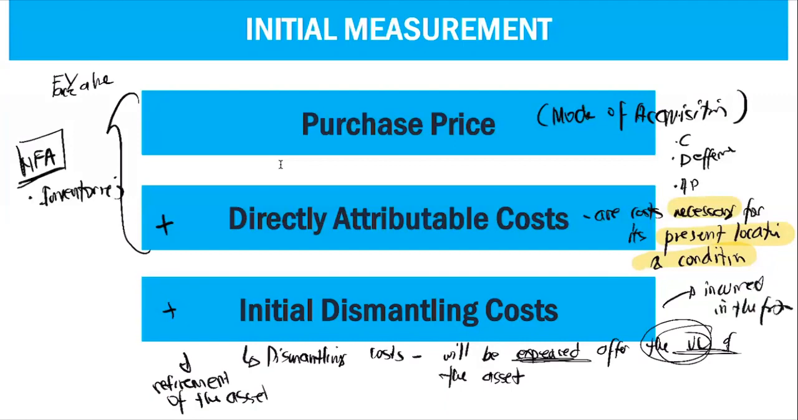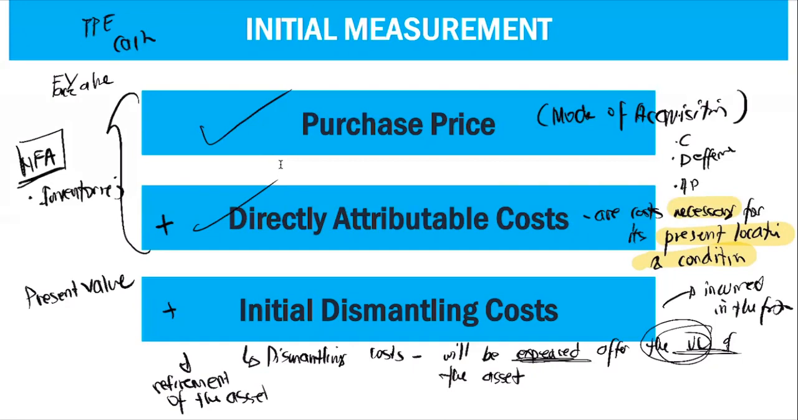Since this is incurred in the future, this is one main problem of my students. They only add these items based on the face value, but no. If that is an initial dismantling cost, take note, it will be incurred in the future. Since it is incurred in the future, you must get the present value. Sir, paano yung entry namin sa initial dismantling cost? Okay lang po kami sa purchase price, okay lang kami sa directly attributable cost. Kasi normally ang entry mo dito sa purchase price at directly attributable cost, debit property, plant and equipment, credit cash. Kasi nga bayad agad yan.